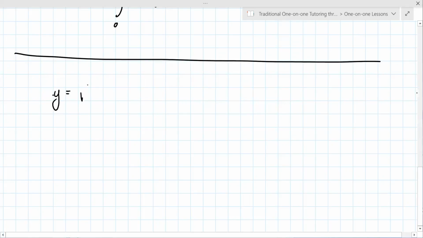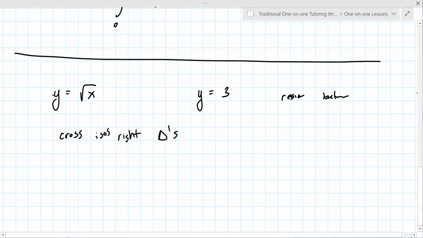Let's go with y equals the square root of x, and let's go with y equals 3. Okay, so we want the region between them, but this time the cross sections will be, and this is where I guess I want to ask, I want to do something more difficult, but like if I say they're isosceles right triangles, but it represents the hypotenuse. Would that be too difficult, I guess is the question.